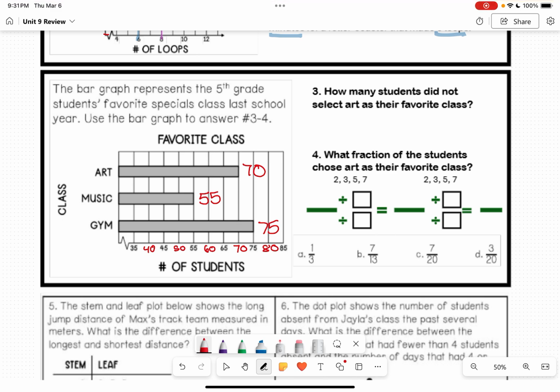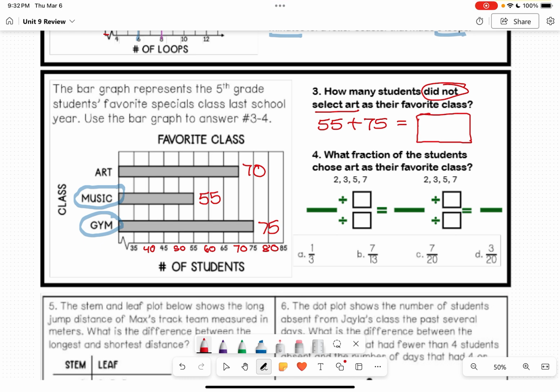Now let's answer 3. How many students did not select art as their favorite class? So the only ones that would tell me that is both music and gym. Music people and gym people obviously did not choose art as their favorite class. So what we're going to do is add those two numbers. So what I'm going to do is 55 plus 75. Okay? All right? And you are going to find that answer yourself. If I were you, I would stack it.